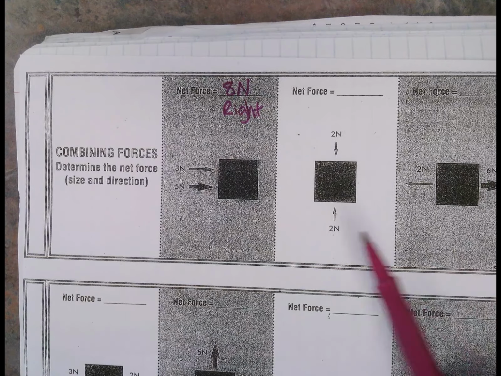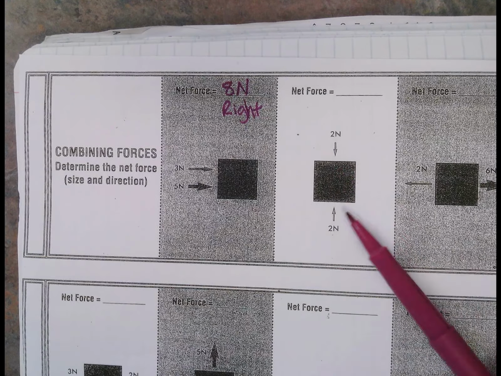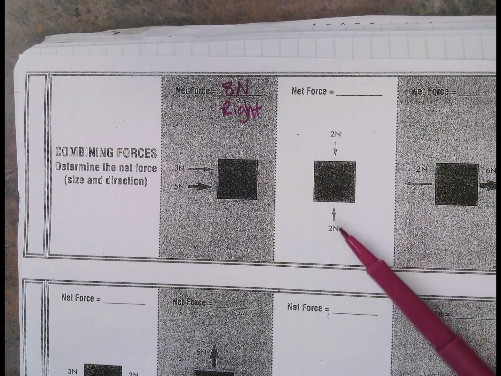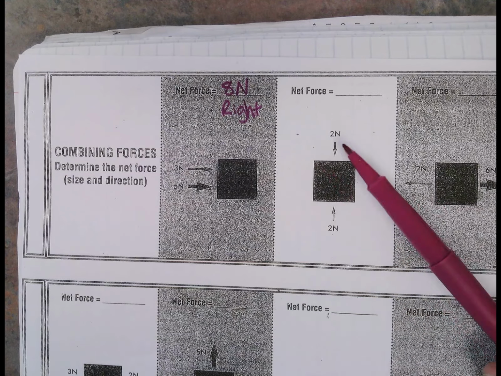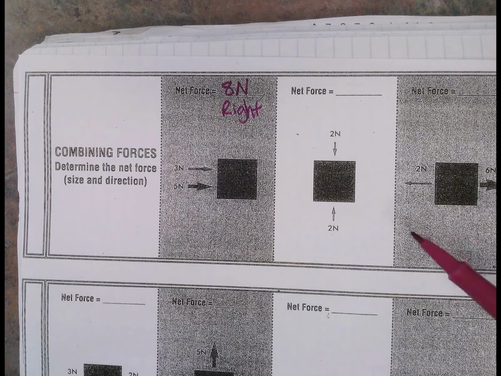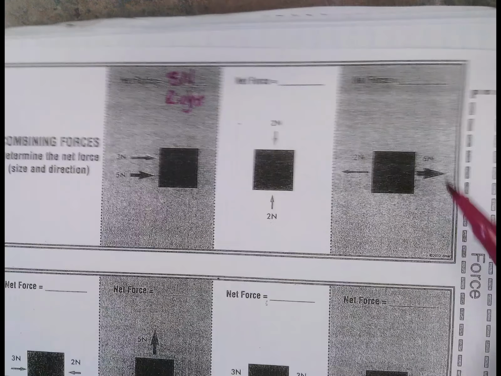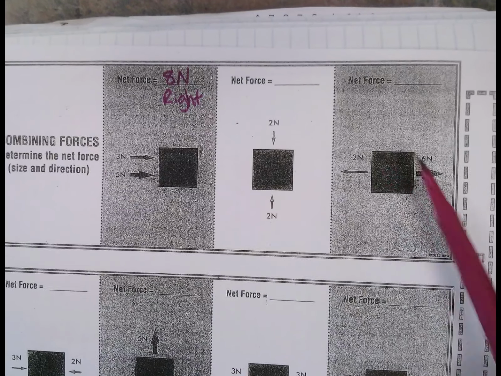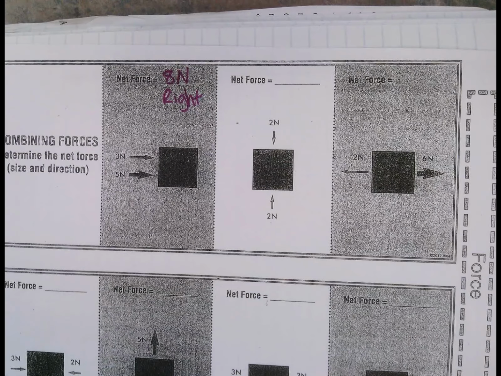If they're going in opposite directions and pushing towards each other, they're going to be balanced forces. There's actually not going to be any movement for this one because it's 2 N down, 2 N up, so that's going to cancel each other out. Now this one, they're going in different directions, so there will be a net force. So let's see, how many of these will actually have a net force of 0?